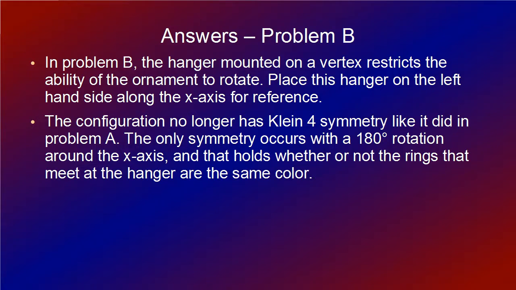Problem B, the hanger mounted on a vertex restricts the ability of the ornament to rotate. We'll use the hanger as a reference position by placing it on the left-hand side along the x-axis. The configuration no longer has Klein-4 symmetry like it did in problem A. The hanger breaks it by making one of the vertices distinguishable from the others. The only symmetry occurs with a 180-degree rotation around the x-axis, and that holds whether or not the rings that meet at the hanger are the same color or not.